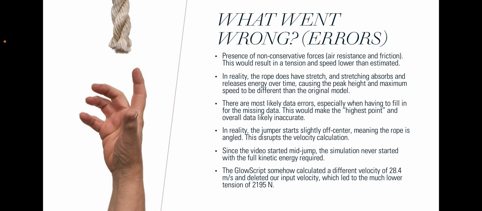But most importantly, to find out why tension was so off: since the video started mid-jump, the simulation never started with the full kinetic energy required. So the GlowScript model somehow calculated a different velocity of 20.4 meters per second, and deleted my input velocity, which led to a much lower tension of 2195 newtons. But still, we were able to print a graph for the position versus time, and still got a velocity and tension calculated. So this concludes my presentation.